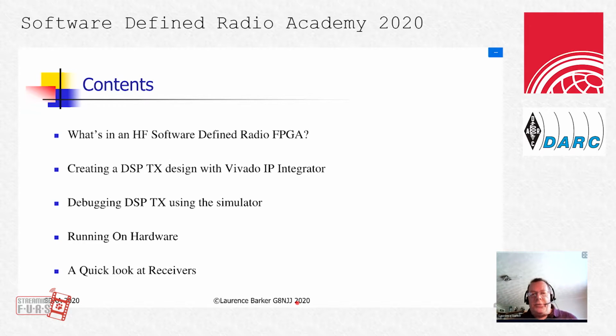I'm going to be going through a few things. First of all, I'm going to start with what you will find in the typical software-defined radio field programmable gate array. So what kind of functions are in there? I'm going to create a simple transmitter using Vivado's IP Integrator. I'm going to go through how we debug that with the simulator. And finally, I'm going to run that on the hardware. And then right at the end, we'll have a very quick look about what the differences are in the receiver.